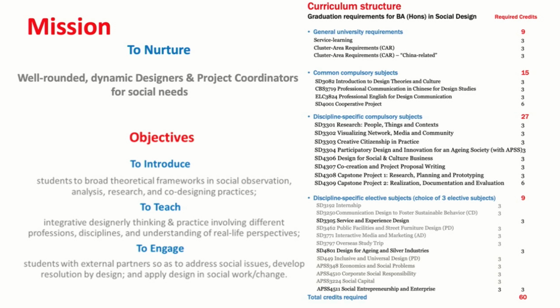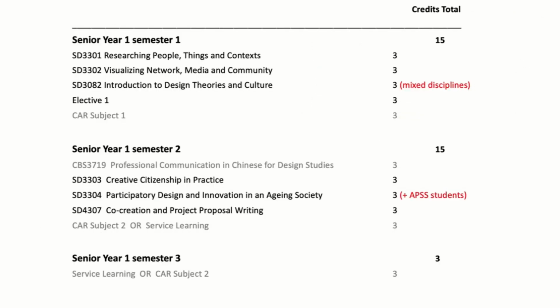Because this is a senior year program, we only require 60 credits for graduation, okay? So of course we have some general education, some from universities, and then we have some compulsory subjects. The compulsory subjects, for example, here, for the senior year one, semester one, you see 3 different subjects.